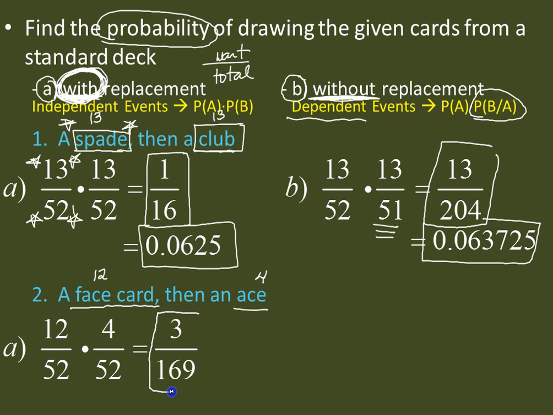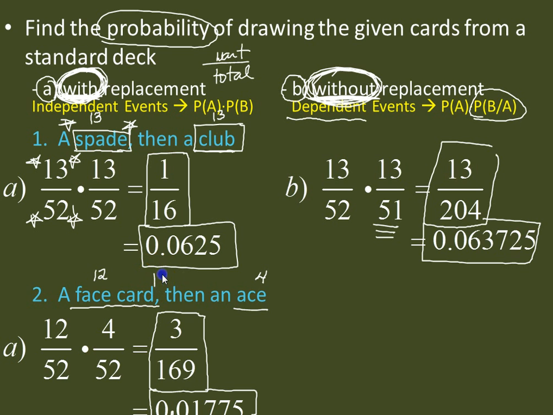Multiply those, reduce, they give you 3 over 169. Or as a decimal, this is 0.01775. Now, the same question except without replacement, okay? So this time after we draw, we're not putting it back, without replacement.